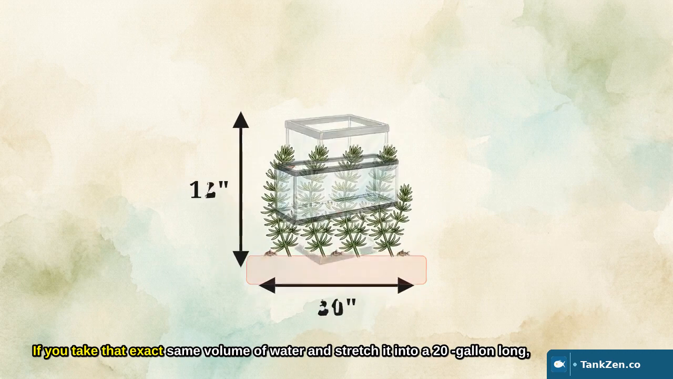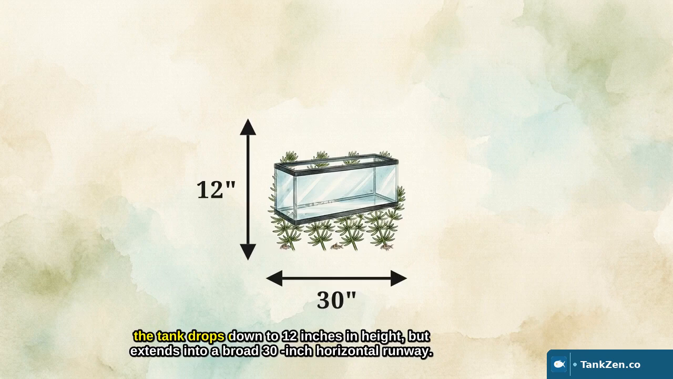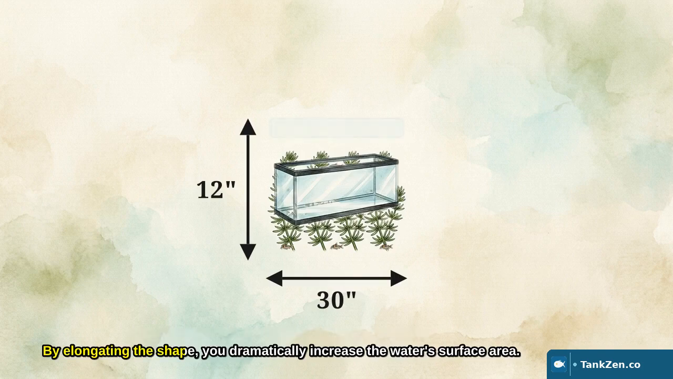If you take that exact same volume of water and stretch it into a 20-gallon long, the tank drops down to 12 inches in height, but extends into a broad 30-inch horizontal runway. By elongating the shape, you dramatically increase the water's surface area.